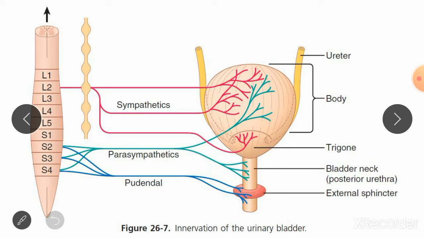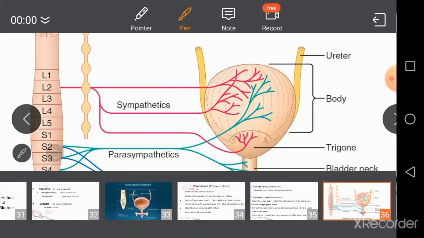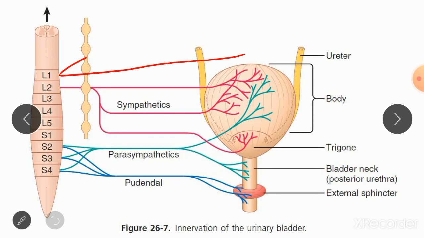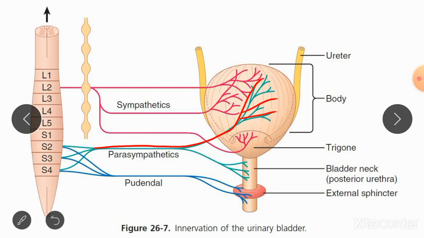Here is another figure from your Guyton, which is showing the same innervation of the bladder. Here you can see the sympathetic nerves arising from L2. This is the hypogastric nerve, which mostly supplies your internal sphincter, which you can see over here, and it has some fibers going to the walls of the bladder for carrying pain sensation from the bladder towards the spinal cord. Then you have your parasympathetic nerve, which arises from S2 and S3, and it innervates the walls of the bladder, and also innervates the posterior urethra or the neck of the bladder, and it is mostly responsible for the contraction of the bladder during micturition. And here we have the pudendal nerve, which innervates the external sphincter.